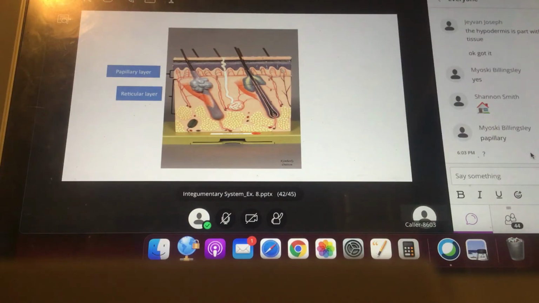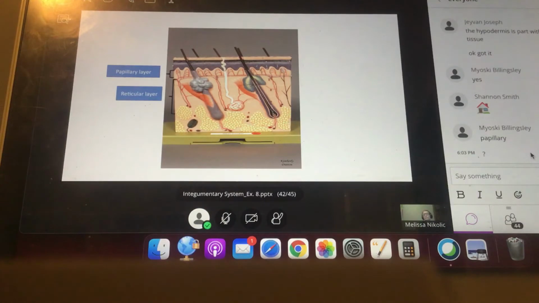Brisa, what can I do for you? This might be like a random question, but whenever our fingers are in water for a really long time and we get like those ridges, is that because of the papillae? That's a good question.